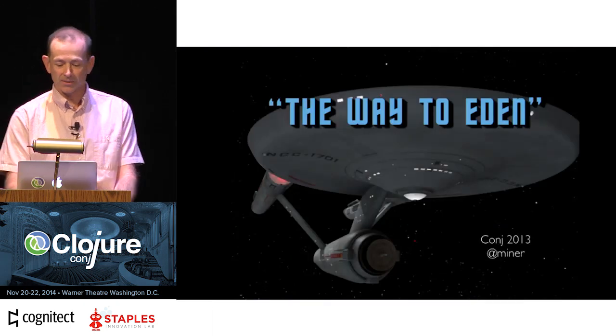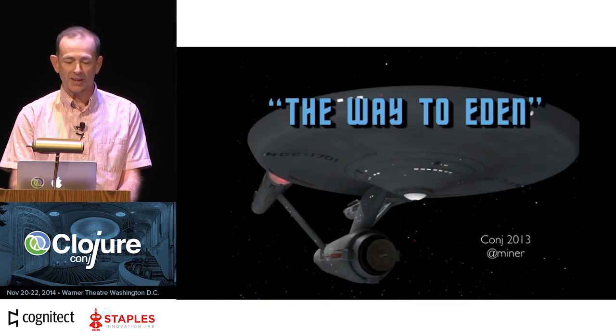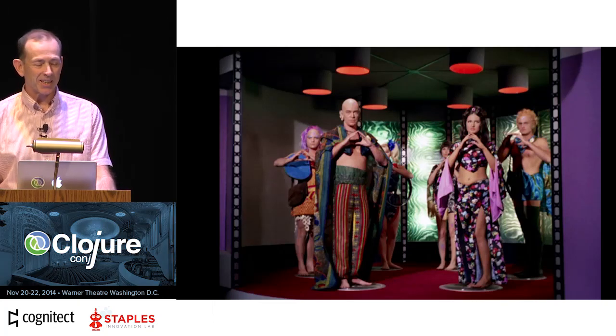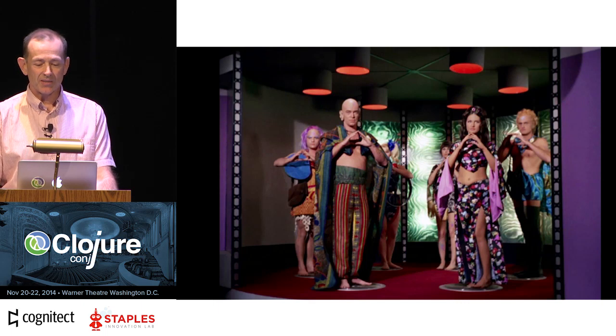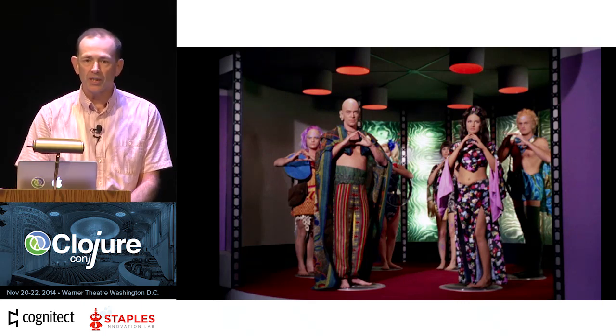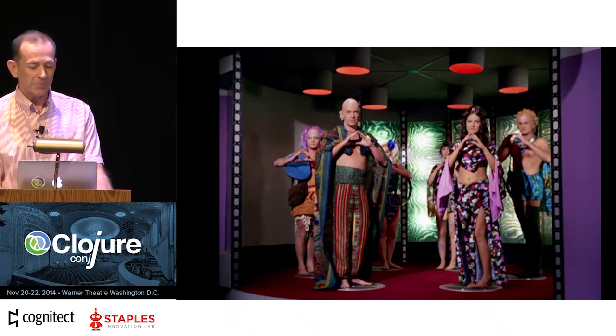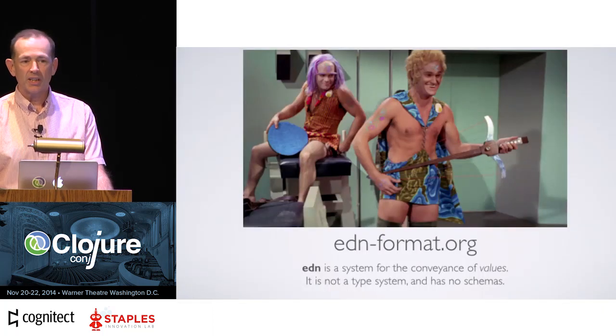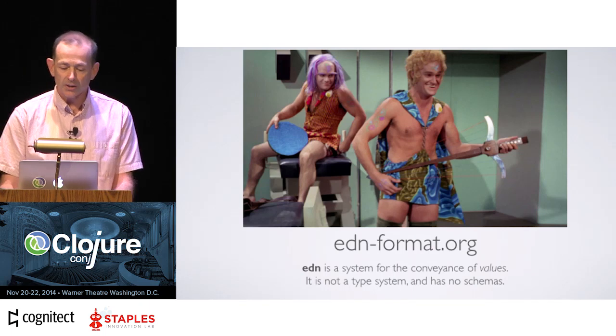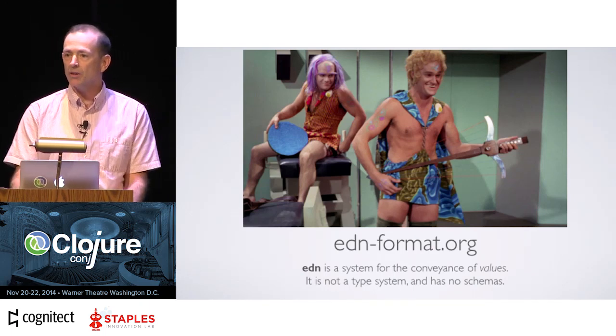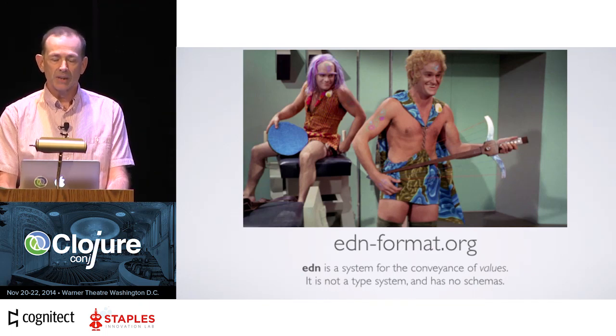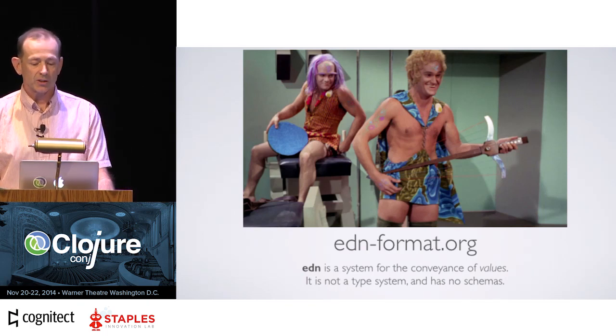So, The Way to Eden. I was inspired by Star Trek, and these were the space hippies in that episode. And in this case, they're having a stand-up meeting talking about their Eden project. Okay? So they're concerned with data values. And they've invented the extensible data notation. That's a way of describing your Clojure data. And it also will work for other languages. So that's been a big success.